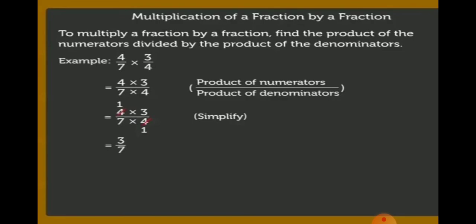Multiplication of a fraction by a fraction. To multiply a fraction by a fraction, find the product of the numerators, divide by the product of the denominators. It is simple. You can see 4 upon 7 multiplied by 3 upon 4. So we will multiply the numerators first, that is 4 into 3. We will multiply the denominators, that is 7 into 4. Now we will see whether there is any common factor between the numerators and denominators. So yes, there is a common factor 4. So we will cancel them, 4 ones are 4, and hence our answer is 3 upon 7.